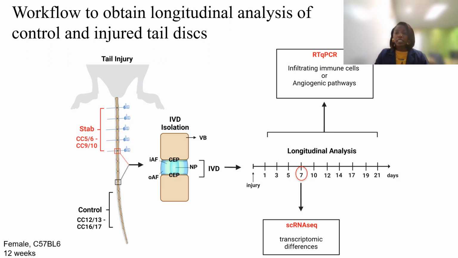To do this, we conducted a longitudinal analysis of IVD healing after injury by using a needle puncture model to injure mouse tail IVDs and using uninjured tail IVDs as controls, as shown in the diagram. We then isolated IVDs 1 to 21 days post-injury, or DPI, and used qPCR to monitor immune cell infiltration or angiogenic pathway upregulation. Then at 7 DPI, we performed single-cell RNA sequencing by pooling 15 discs per condition from 3 mice to determine the genomic differences between control and injured cells.